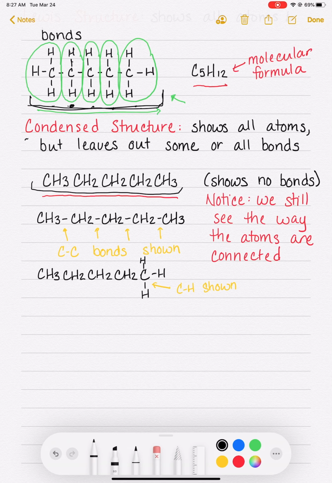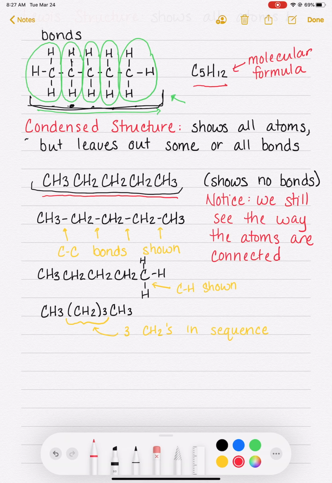Another way that people can draw a condensed structure, get ready for this, if you have CH2s that are in sequence, that are all stacked together, you can put the CH2 in parentheses and follow it by the number of CH2 units that you have. So this notation here means that we have 3 CH2s that are in sequence or in a row. That's a supercondensed structure.